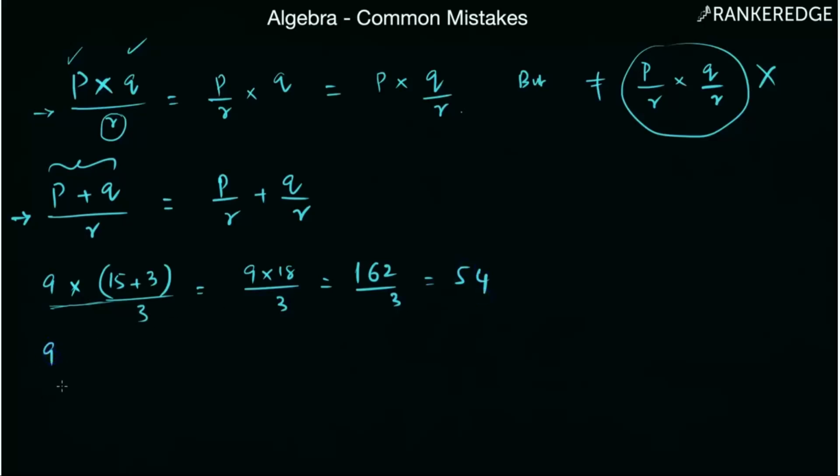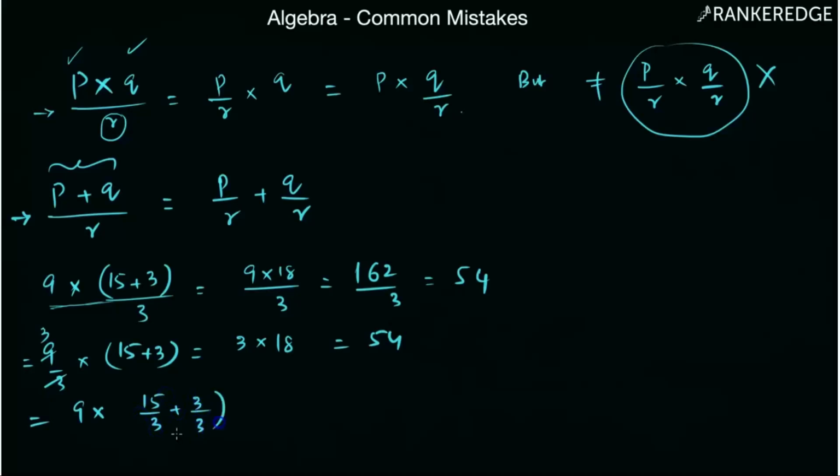If I say this is now equal to 9 by 3 into 15 plus 3, this 3 goes into 9 3 times, 3 into 18, 54. Or I can also say this 9 into 15 by 3 plus 3 by 3, that is also fine because I am applying this division by 3 to this whole thing in the brackets. Then I can write this as 9 into 5 plus 1, that is equal to 9 into 6 equal to 54. That is also fine.